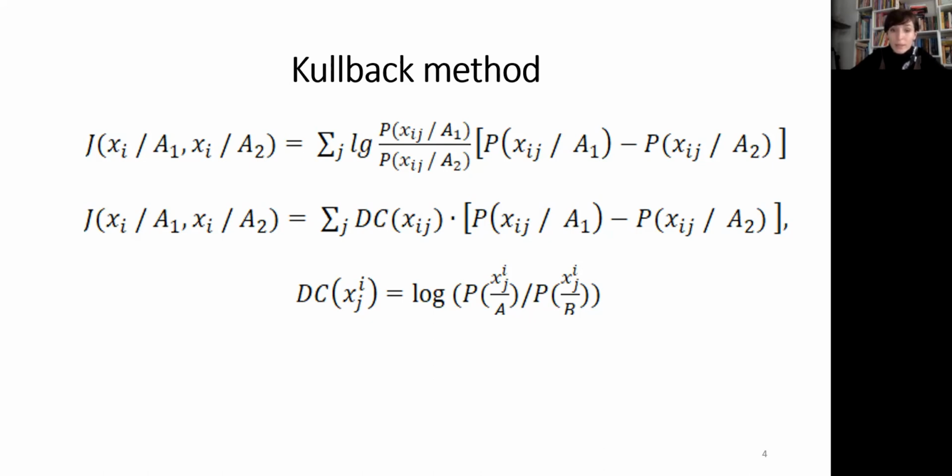To the class of similar logarithmic measures belongs the Kullback information measure J, which is a discrepancy between the two distributions 1 and 2. For discrete distributions, this measure is given by the formula on the slide, where DC is a diagnostic coefficient.